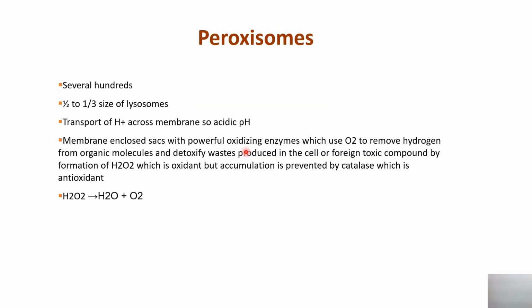We have talked about peroxisomes. There are several hundreds. They help with transport of H plus across membranes, so acidic pH. Membrane-enclosed sacs with powerful oxidizing enzymes which use oxygen to remove hydrogen from organic molecules and detoxify waste produced in the cells or foreign toxic compounds by formation of H2O2, which is an oxidant, but accumulation is prevented by catalase, which is an antioxidant.